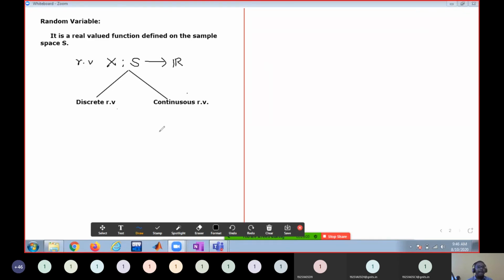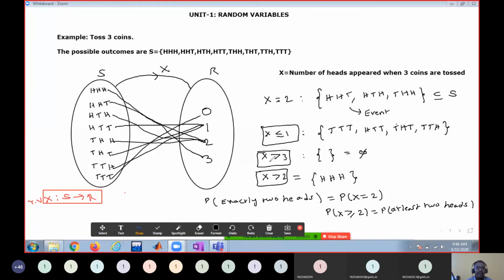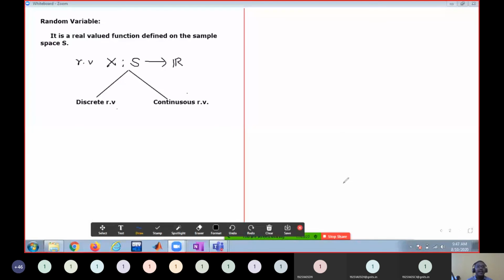For example, if you are tossing 3 coins, what are the possible values of the random variable? The possible values are 0, 1, 2, 3. Are they finite or not? Yes, sir, finite. So whenever the sample space is finite, it is always a discrete random variable. Or it can be countably infinite also.